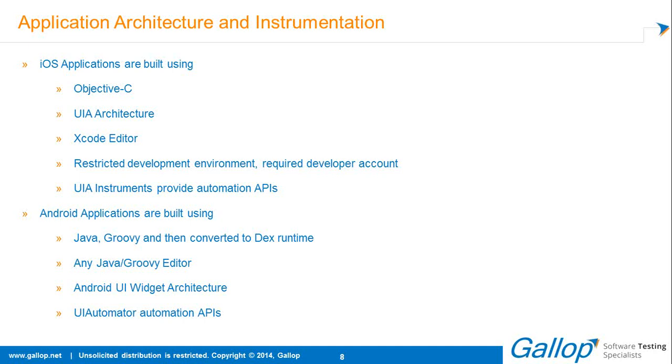So that is more at a high level how the applications are structured, more specifically the native applications. So the whole UIA architecture around the iOS apps and the Android widget architecture for the Android apps. This is important for you to understand how the native object recognition as such works, and how you can identify objects on an iOS device and an Android device, and how then you can mix these two to build a script that supports both iOS and Android.